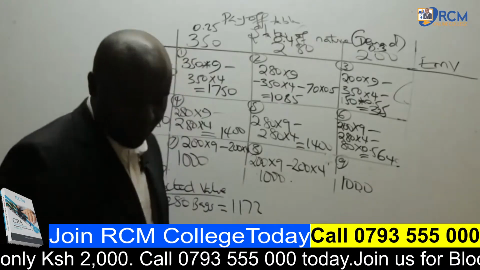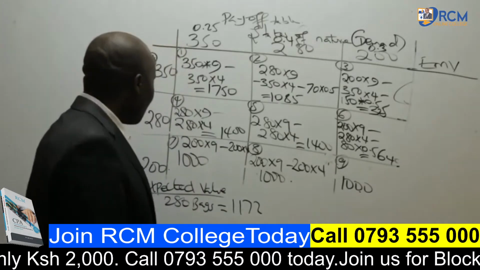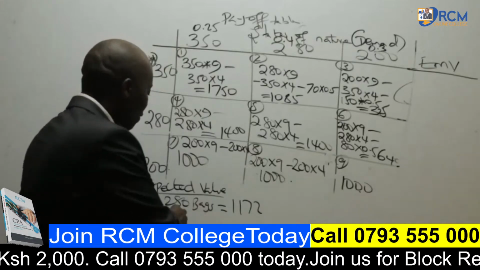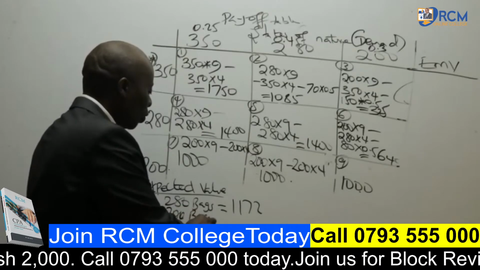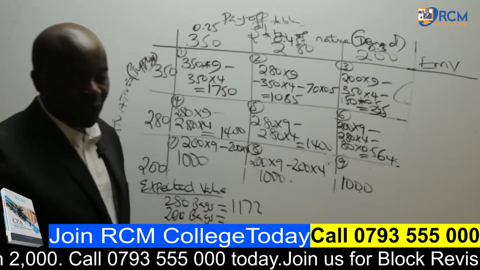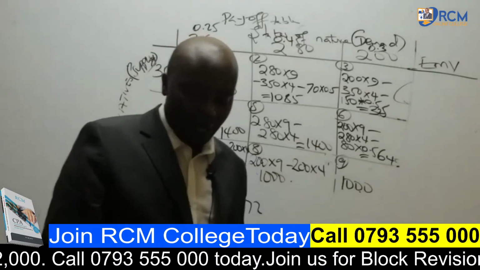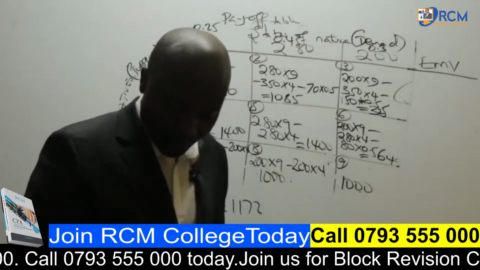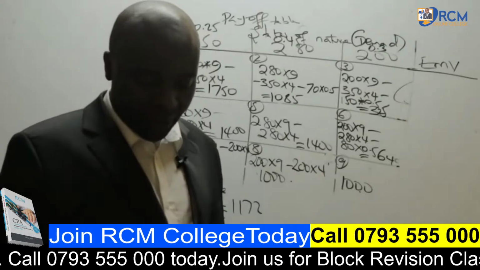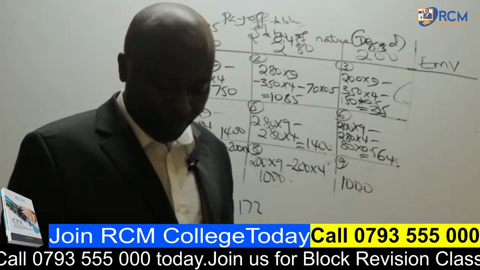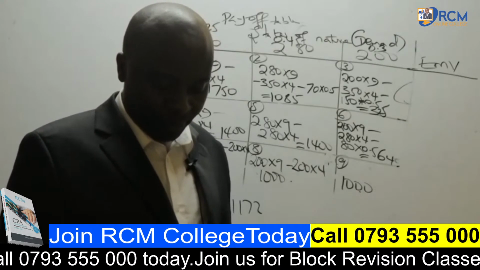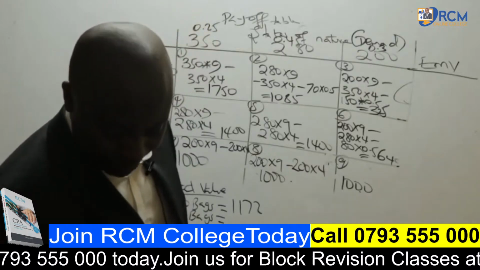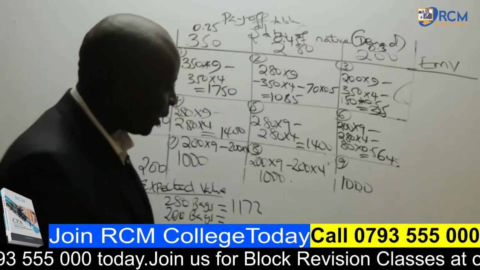So is there someone else who will be able to give me the expected value? Should we be able to sell 200 bugs, what will be the expected value? Is it not 1,000? It has to be 1,000. Thank you very much.